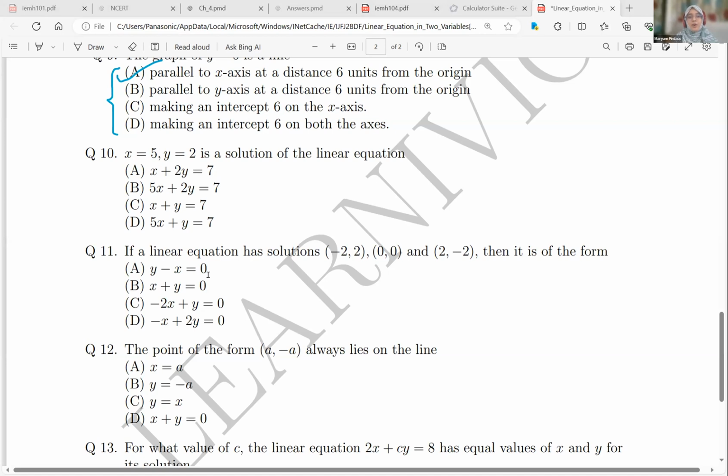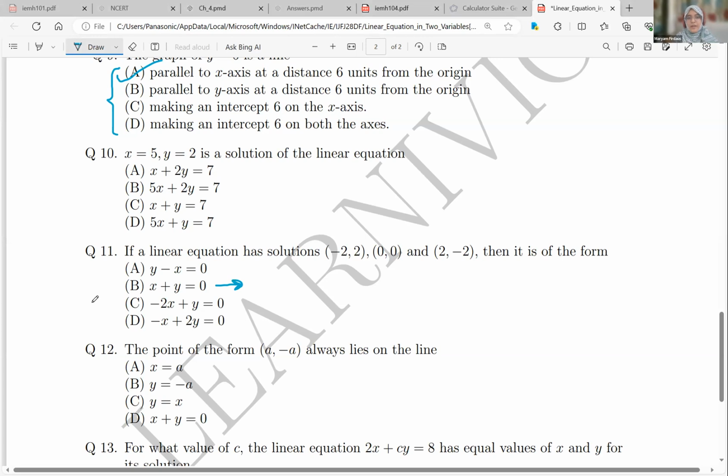Unfortunately, option A is wrong. But B, right? Ma'am, C. No, B. C is also wrong. It will be B. Why? Because, ma'am, in the third equation, if we substitute it, it will be plus 2.